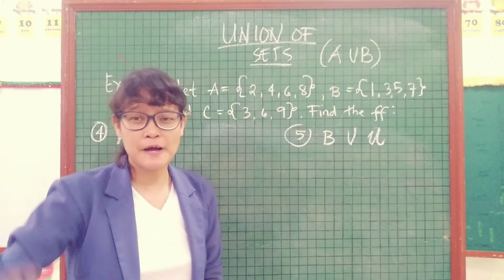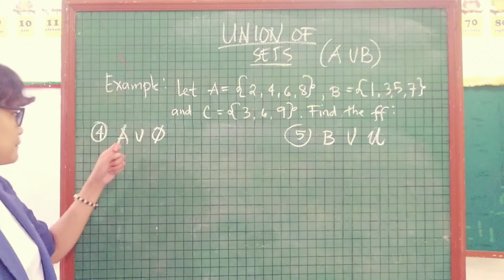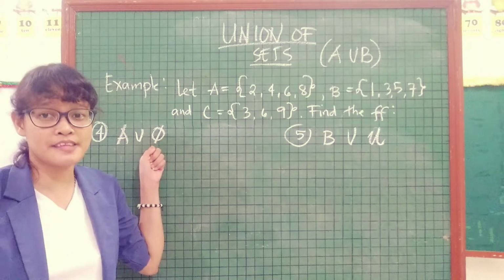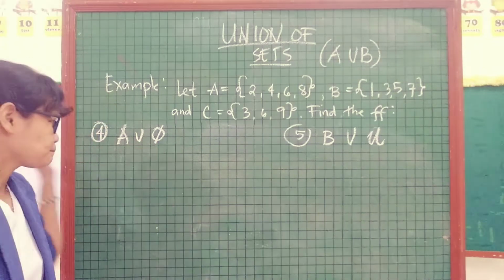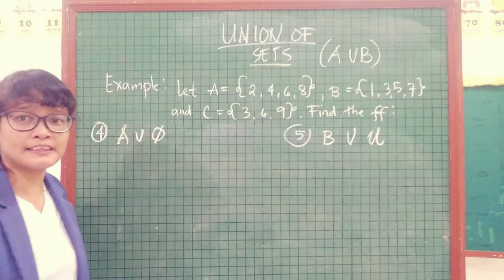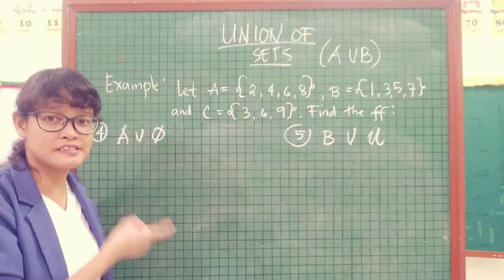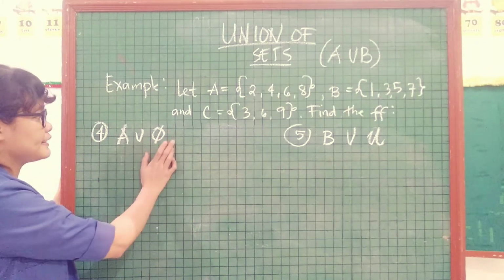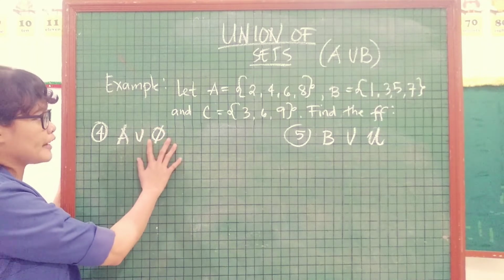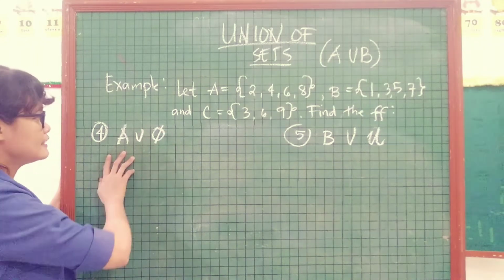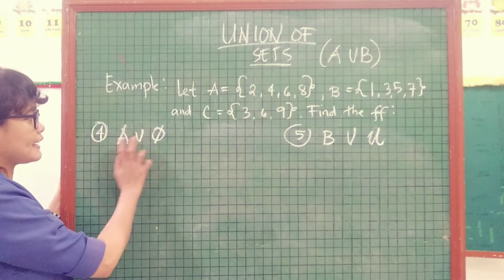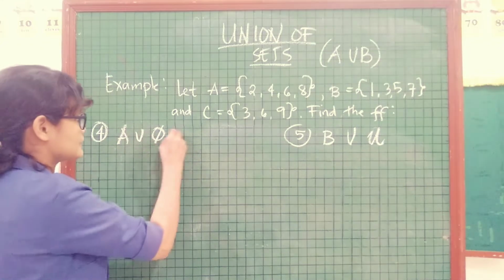Okay, so let's have example number 4. You have A union empty set. Don't forget that a null set is a subset of every set. Since the empty set has no elements, the solution for this one, the union of A and this null set, is just equal to A.